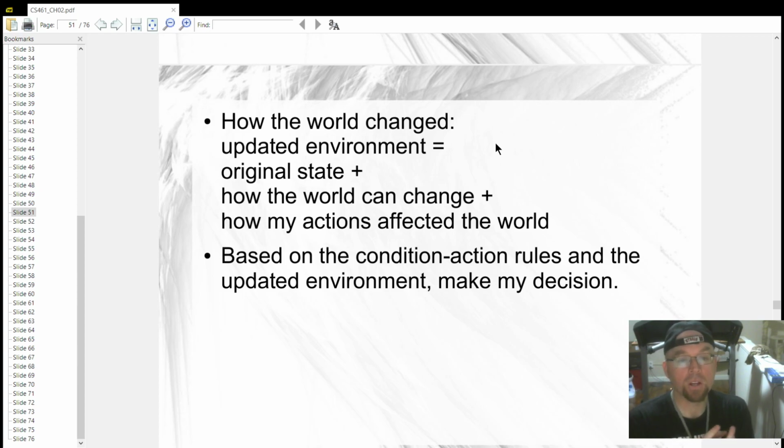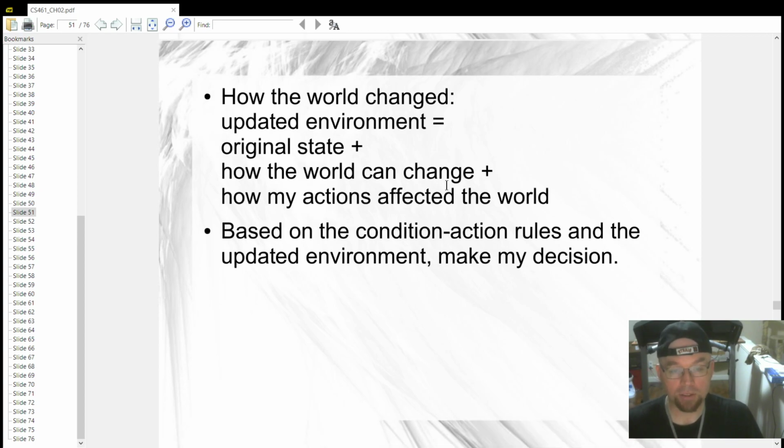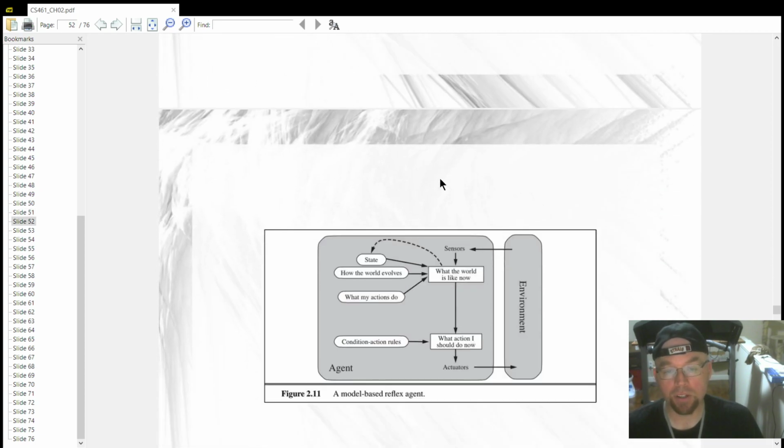So based off of the rules that I've been equipped with, the condition-action rules, and how the environment can change, I'm going to make a decision. So those are going to be my two inputs. What are the rules that I'm equipped with? How the environment can change. Those two factors are going to determine how I make my decision.